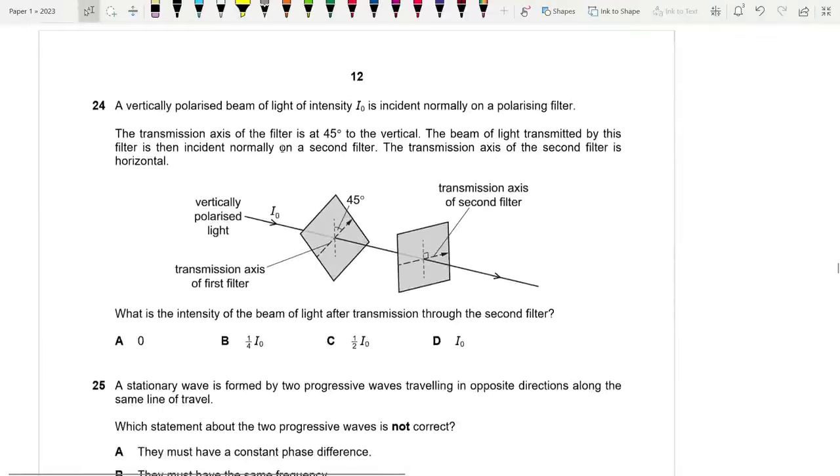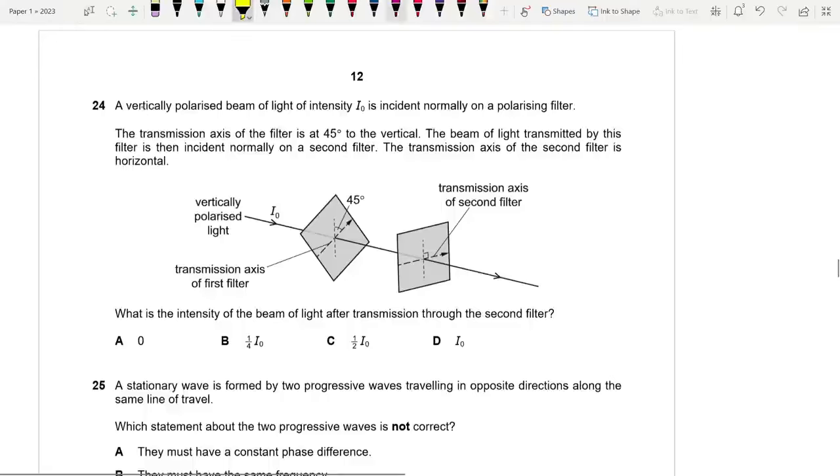Okay, so we have Malus's law. A vertically polarized beam of light of intensity I naught is incident normally on a polarizing filter. The transmission axis of the filter is at 45 degrees to the vertical. The beam of light transmitted by this filter is then incident normally on a second filter. The transmission axis of the second filter is horizontal.